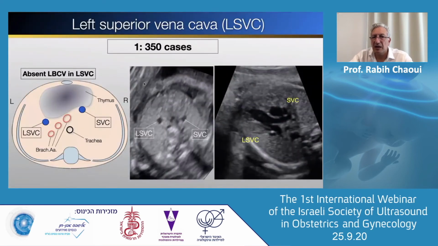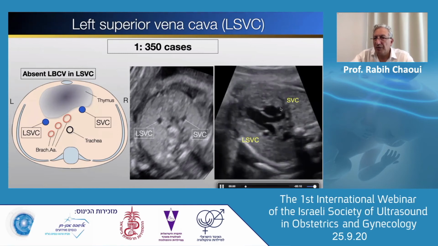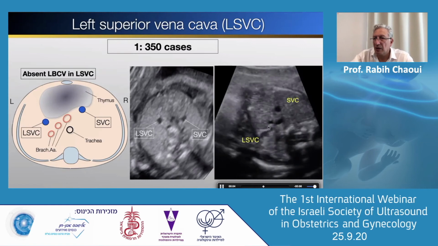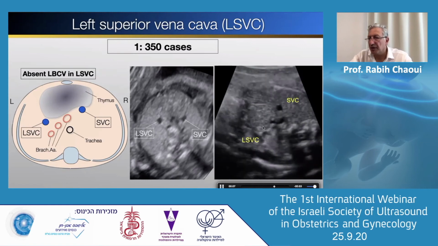And you see here, we did a study. In one of the two studies, we did a prospective examination of all 22 weekers, and out of 300 cases, we found one LSVC. It is not very common, but it can be also associated with other abnormalities like coarctation and other venous anomalies. Now, you see here on a video how it looks like. You see the second vein, and then going up to the thorax, you see that there is no bridging vein.